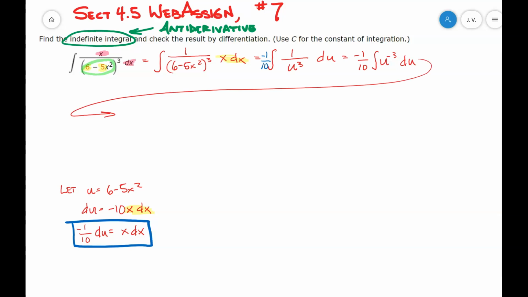The antiderivative of negative 1/10 u to the negative third is going to be negative 1/10 u to the negative second divided by negative 2 plus some constant of integration. This becomes 1 over 20 times u to the negative second. And that becomes 1 over 20 u squared plus a constant.